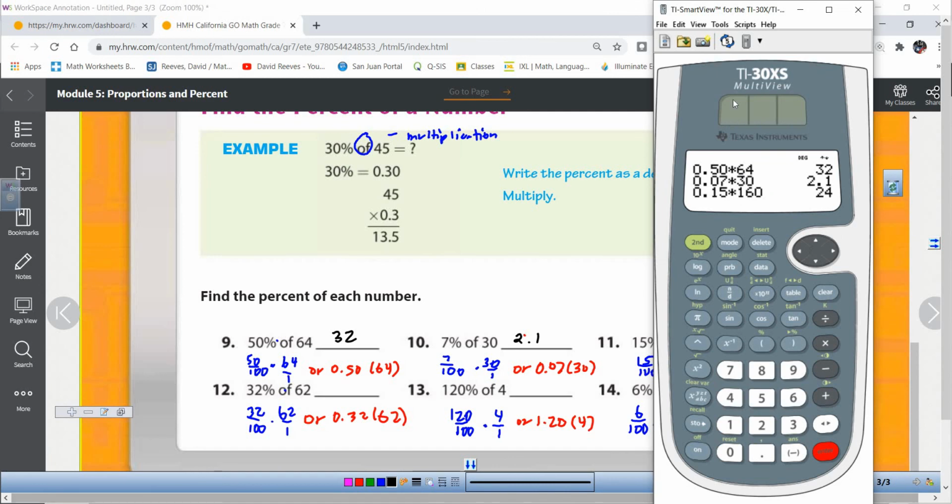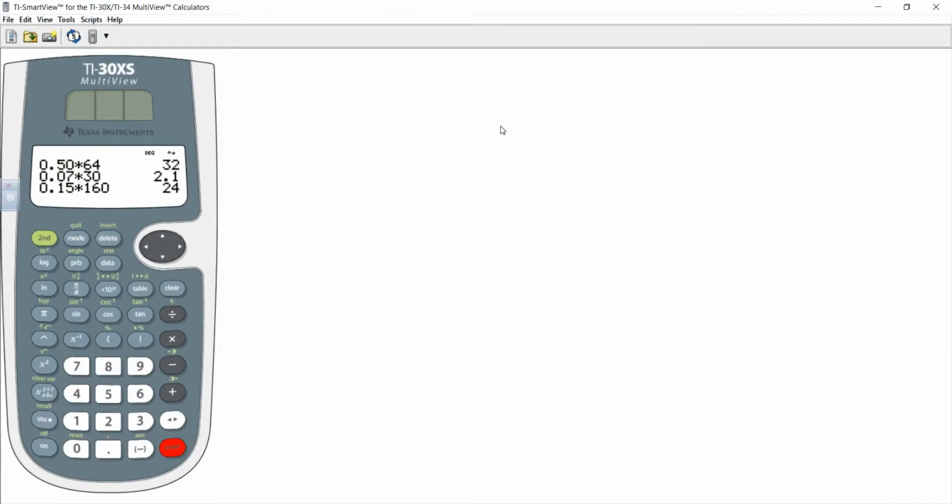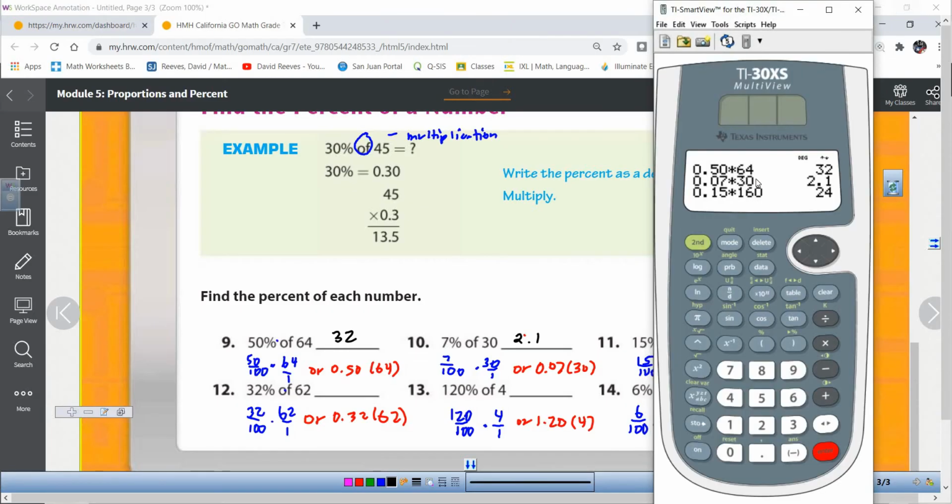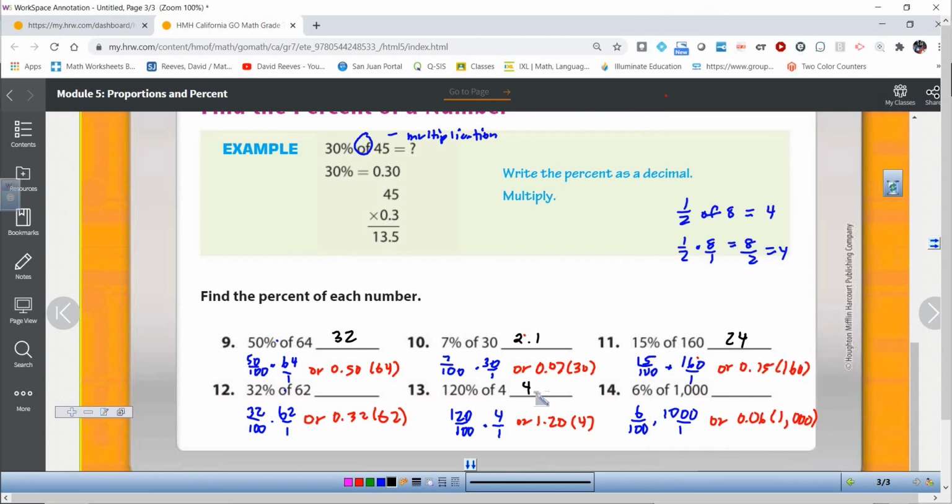So I should know ahead of time that the answer that I get for number 13, whoops, I didn't mean to do that. The answer that I get for number 13 should be bigger than 4 because I'm doing 120%. So I'm going to do 1.20, right? 120% of 4 is going to be bigger than 4. It's 100% of 4 plus 20% of 4, and the answer that I get is 4.8. So I just wanted to remind you, if you're multiplying by a percentage bigger than 100, then the answer you get should be bigger than what you started with.